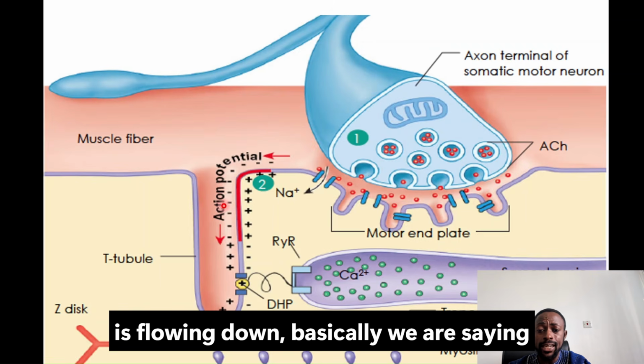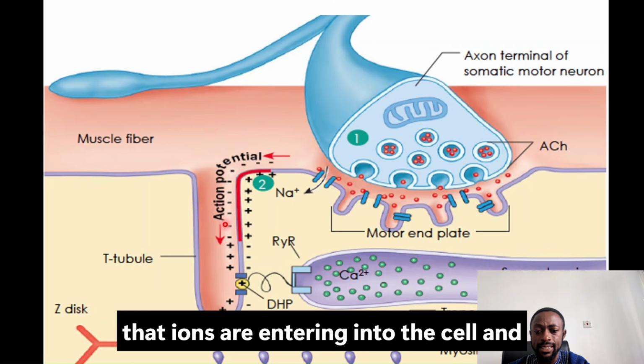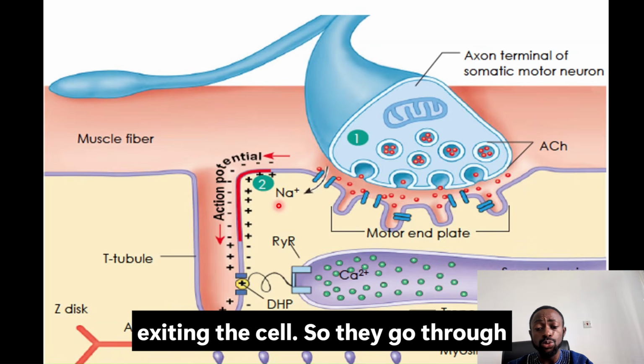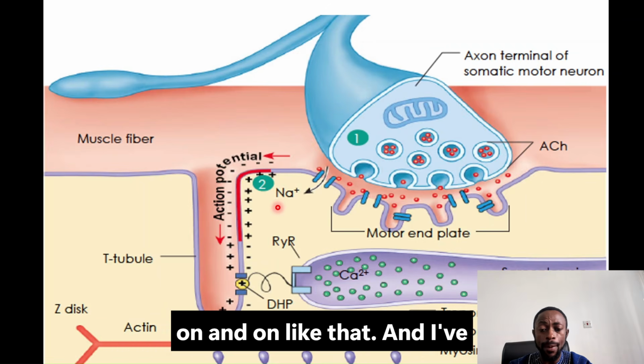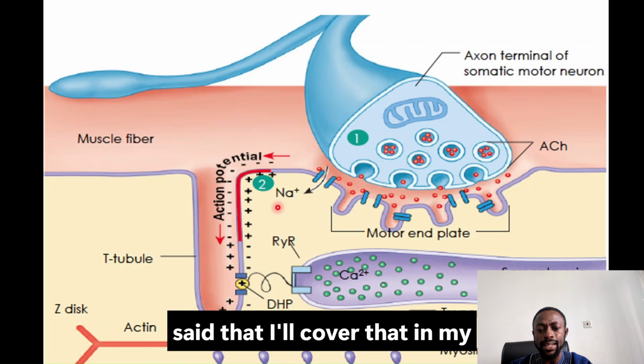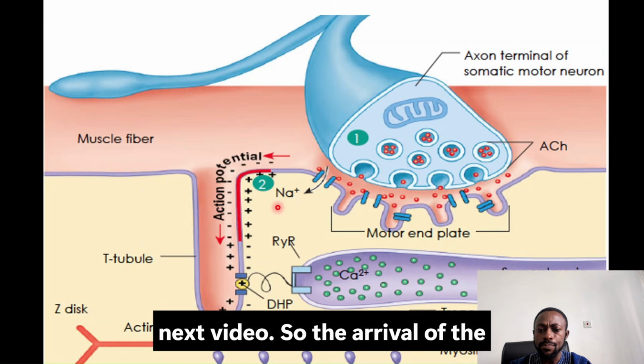And when we say action potential is flowing down, basically we are saying that ions are entering into the cell and exiting the cell. So they go through 3 stages: depolarization, repolarization, and then hyperpolarization. That cycle continues on and on like that. And I've said that I'll cover that in my next video.